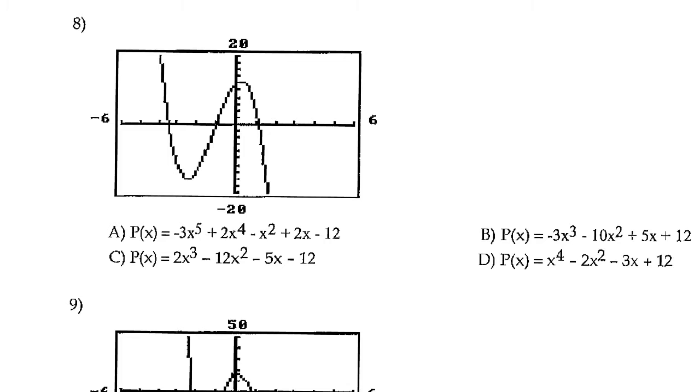On 8, we have the dominant term. We could probably eliminate D because those ends should be going both up. We can eliminate A and C because both have a constant term, a y-intercept at -12, and this graph does not have a y-intercept at -12, so both A and C are gone. The only one to have the proper end behavior and the proper y-intercept is B.